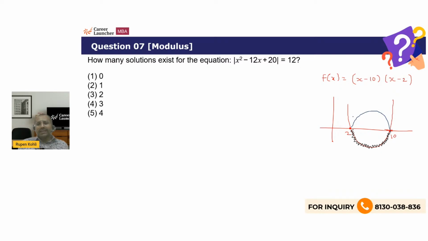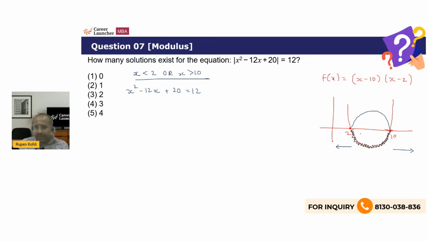Okay. So the point is that this modulus will open in two different ways. When your x is either less than 2 or more than 10, it will open with the positive sign, because that already is the value which is positive. So when x is less than 2 or x is more than 10, our equation will be x square minus 12x plus 20 equals 12, because that expression already is positive.